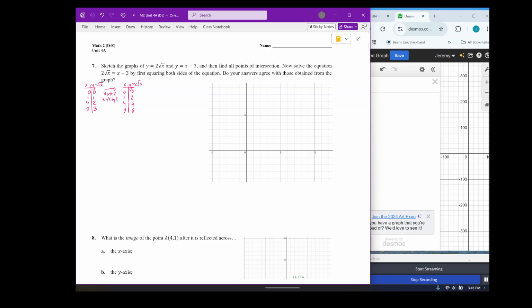So 2 root x looks like (0, 0), and then (1, 2), and then (4, 4), and then (9, 6). So here is that graph.